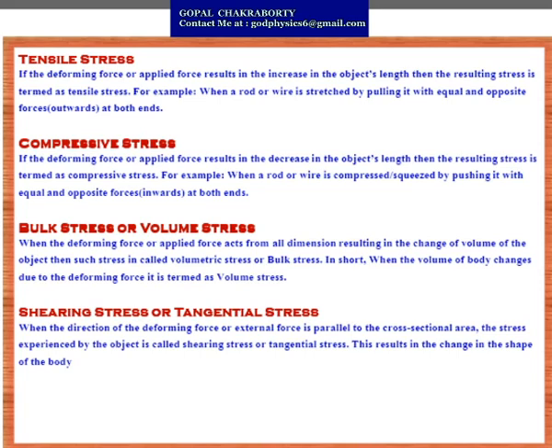So the next one is bulk stress or volumetric stress. That is when the deforming force or applied force acts from all dimensions, resulting in the change of volume of the object. Then such stress is called volumetric stress or bulk stress. In short, when the volume of the body changes due to the deforming force, it is termed as volumetric stress. And the last one, that is shearing stress or tangential stress. When the direction of the deforming force or external force is applied to the cross-sectional area, the stress experienced by the object is called shearing stress or tangential stress. This results in the change in shape of the body.